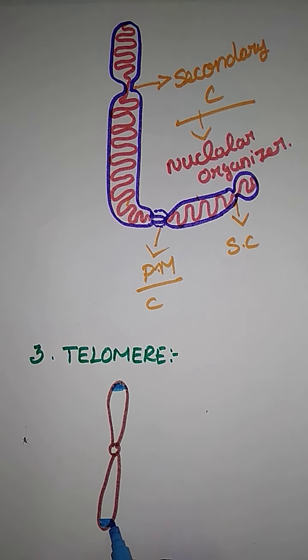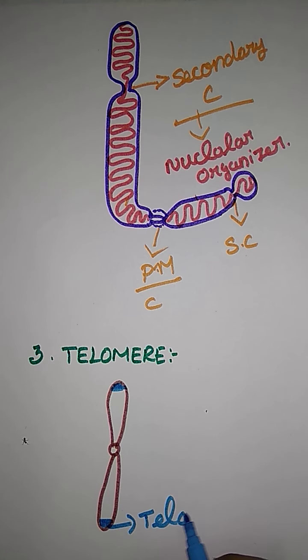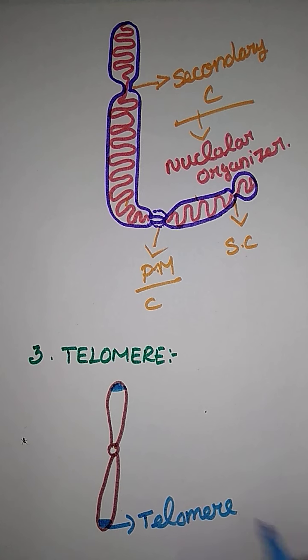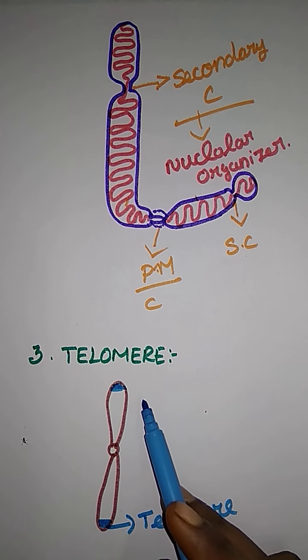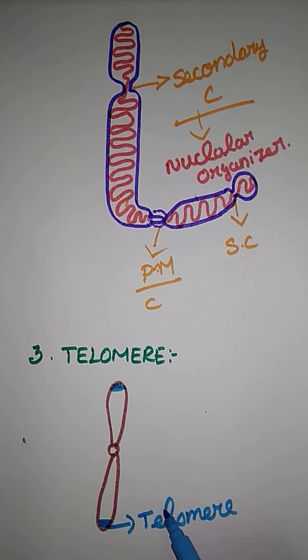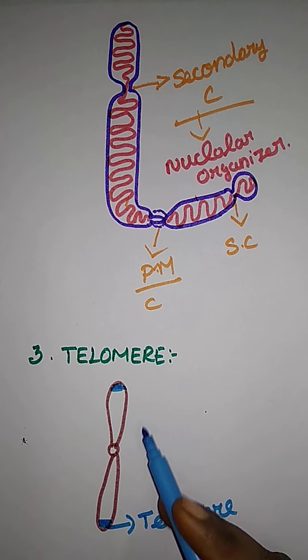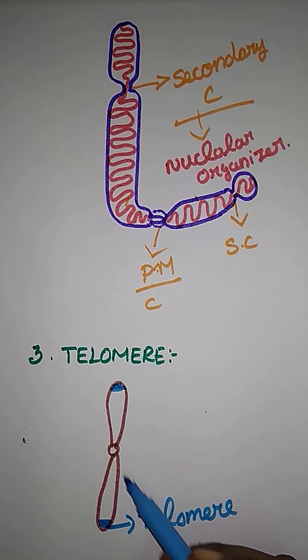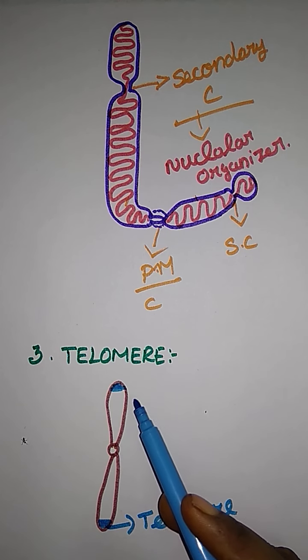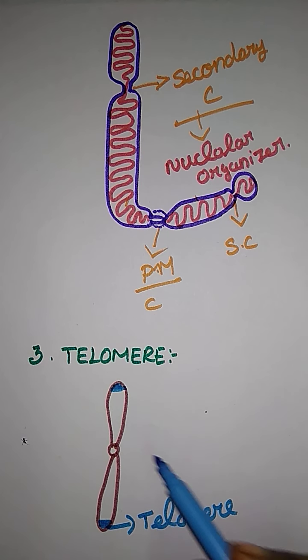Here also, this is the telomere. Telomeres are present at the end of the chromosome. It is each extremity of the chromosome. They help to maintain the stability of the chromosome, so that the ends do not get compressed or joined. They are just helpful for that.